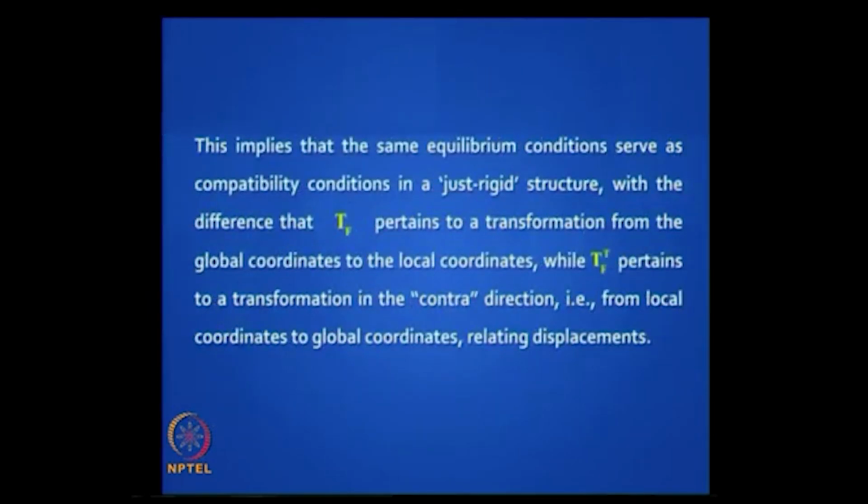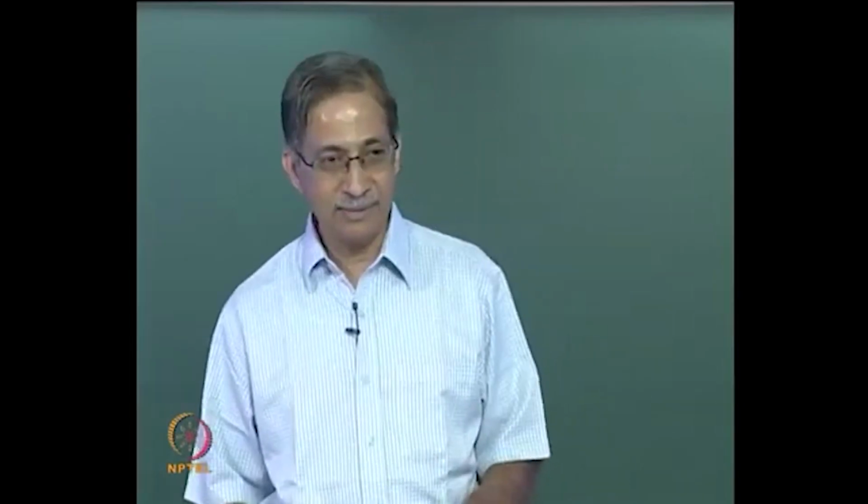This implies that the same equilibrium conditions serve as compatibility conditions in a statically determinate structure, with the difference that TF pertains to a transformation from the global coordinates to the local coordinates, while TF transpose pertains to a transformation in the opposite direction, in the contra direction, in the contra gradient direction, that is from local to global when you are relating displacements. So you see, you will never forget the contra gradient principle.